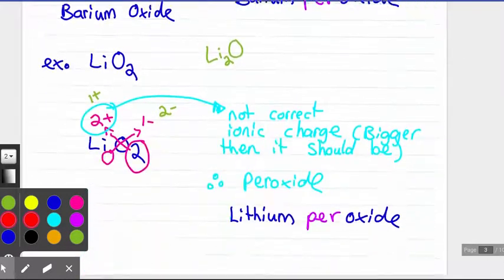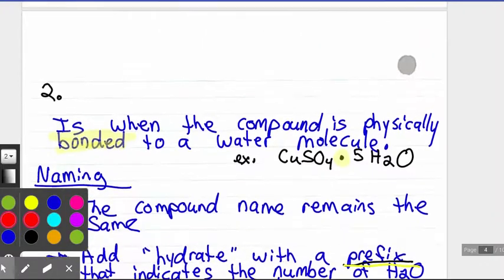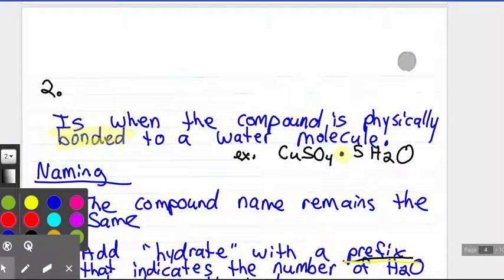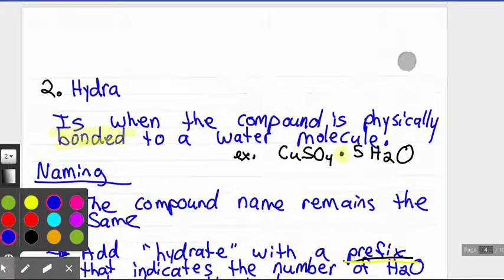All right, the second odds and end we need to look at are substances called hydrates. A hydrate is when you have a compound physically bonded to a water molecule. So a common hydrate is when copper sulfate is bonded to 5 water molecules. Now, we can get into the fact that they're not physically bonded, they're just trapping the water molecules in the crystal. But for our purpose, we're just going to say that they're attached to the ionic salt, the ionic compound.